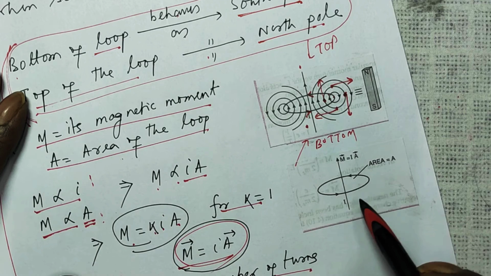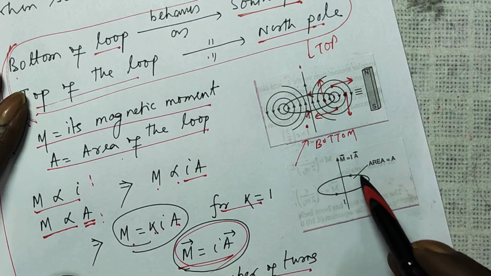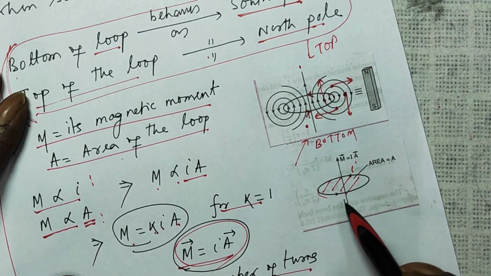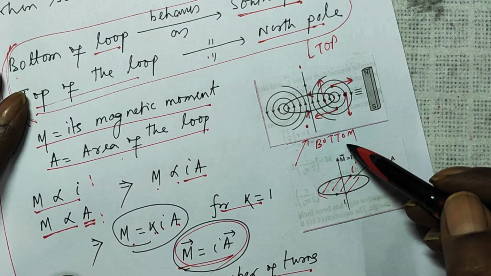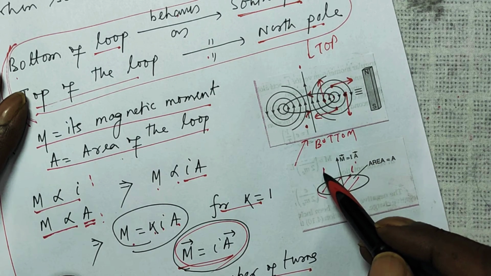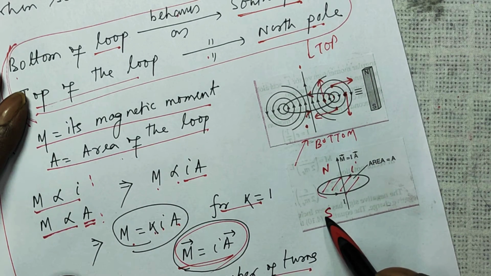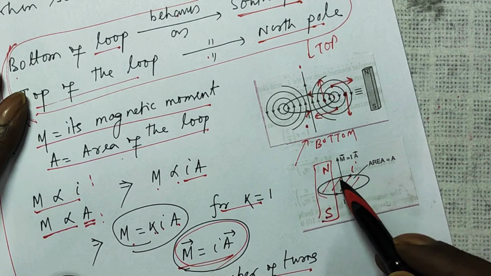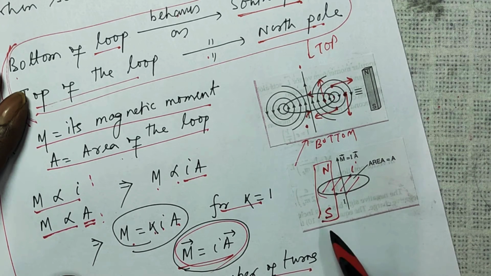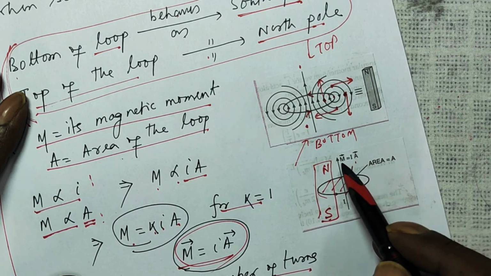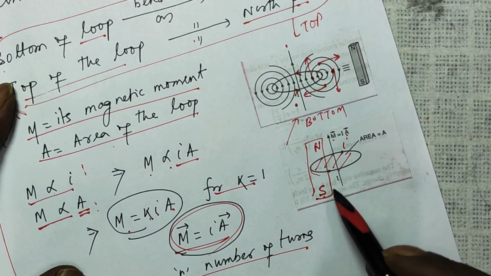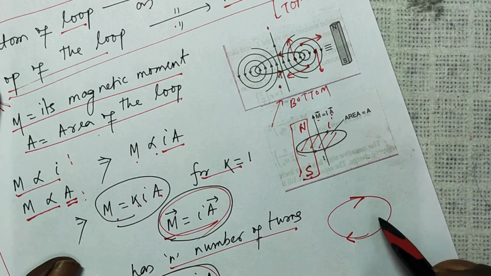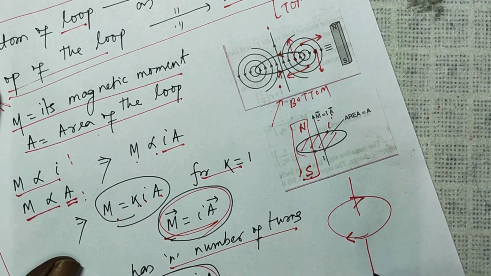So what is the direction? This is what I have shown in another diagram. This is your loop carrying current I. Now when seen from the top, it is anti-clockwise. Therefore, the top of the loop behaves as the north pole. The bottom of the loop behaves as the south pole. Therefore, it behaves as a magnet whose magnetic moment, we know, is from south to north. So the magnetic moment is to this side. If the current would have been clockwise, then the magnetic moment would have been to this side.